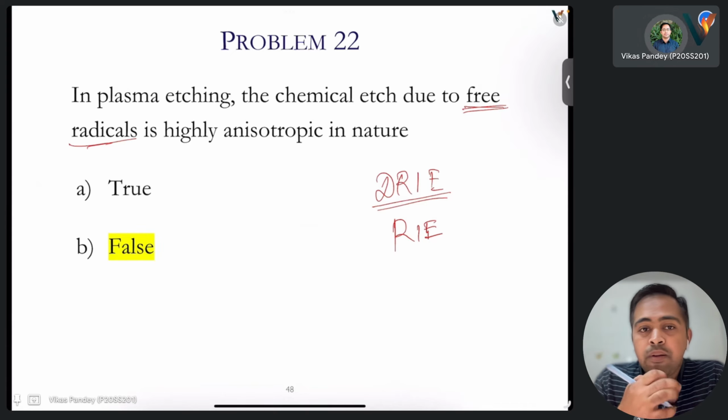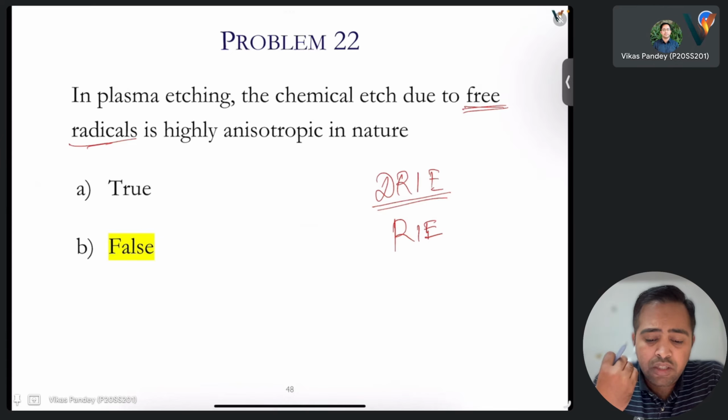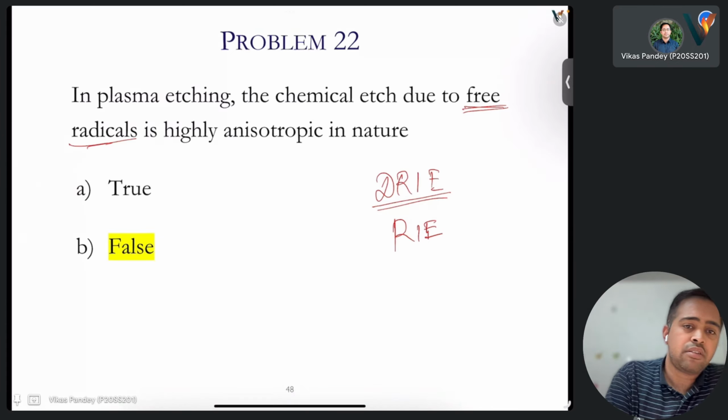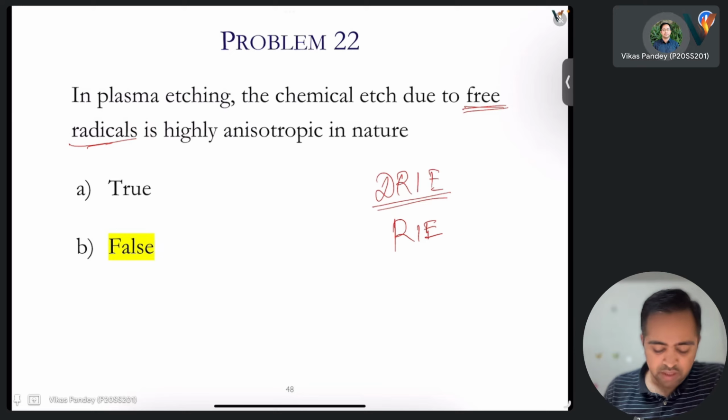No, it is not. It is highly isotropic. It is not selective, right? Like we discussed, it is very fast, very accurate, but it is not selective. In whatever direction it will go, it will just do isotropic etching. That is why this is false.